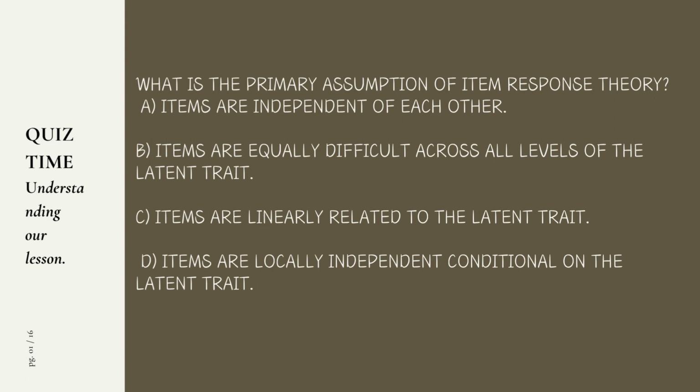What is the primary assumption of item response theory? A. Items are independent of each other. B. Items are equally difficult across all levels of the latent trait. C. Items are linearly related to the latent trait. D. Items are locally independent conditional on the latent trait.